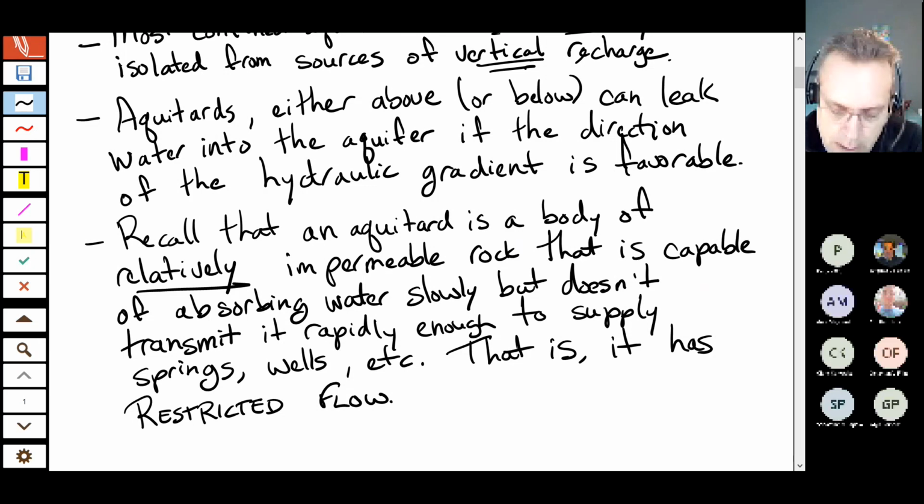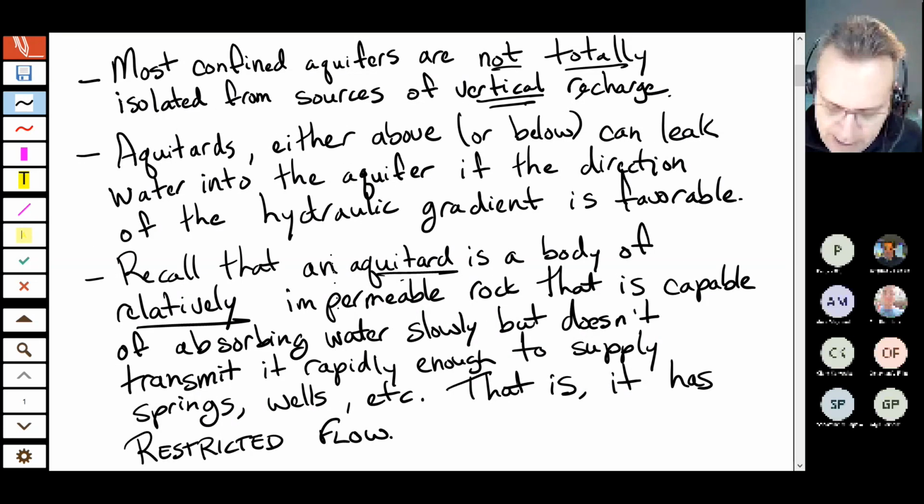Recall that an aquitard, just for a definition, is a body of relatively impermeable rock. So there is some minor flow, it is capable of absorbing water slowly, but doesn't transmit it rapidly enough to supply wells, springs, etc. That is, it has restricted flow. So there is flow, as you saw in those cartoons, but it is restricted. Okay, so let's continue on.